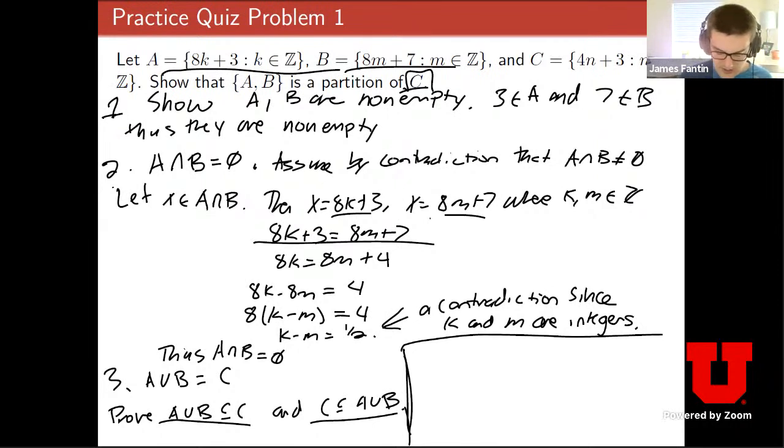So I'll just leave this proof, that A union B is a subset of C and C is a subset of A union B, because it's a little bit too long and I don't think we can get to it all. But we have 5 minutes left. Are there any other last minute questions that any of you have?